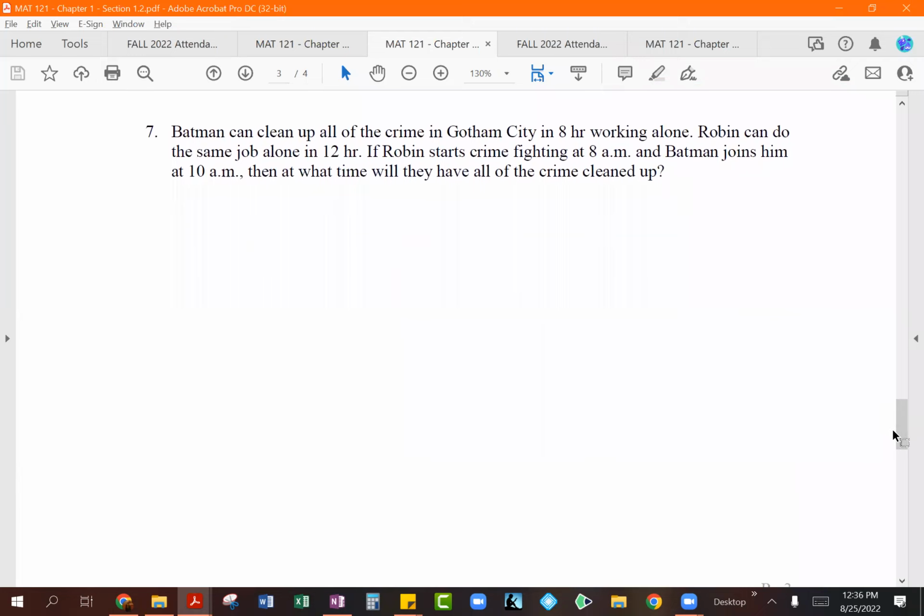Okay, so this is what we call a work problem, and there's many different ways that you can set this up. I just picked a goofy example here about Batman and Robin, I think, fighting crime in Gotham City. But the idea is we're talking about a job getting done, right? If one person does it, it takes them this long. If you bring in 2 people, you will get it done faster.